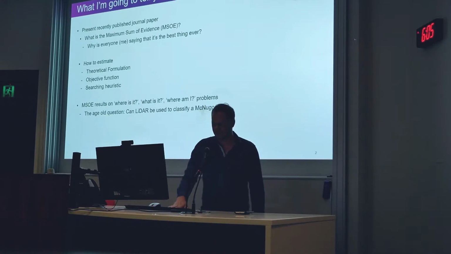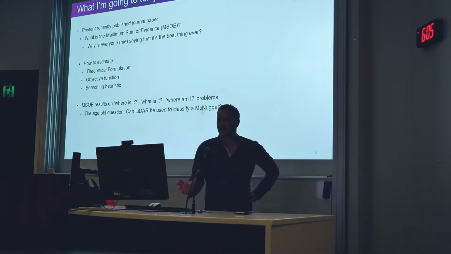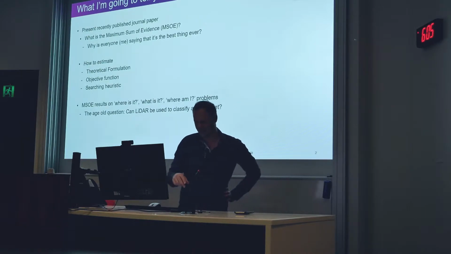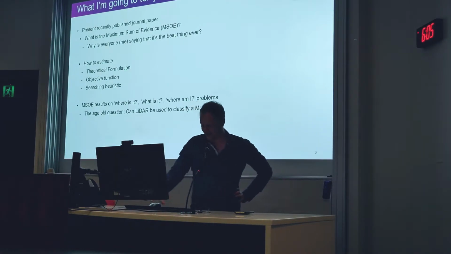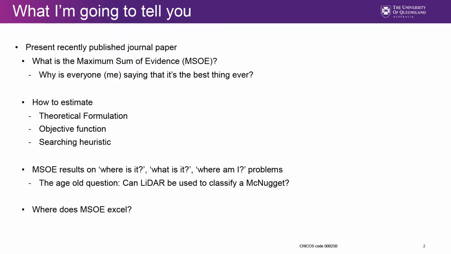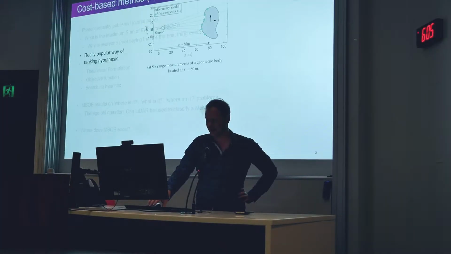And then we'll use it on all these problems, which are pose estimation problems, are where is it problems, that's what I call them. What is it problems is things like object classification, and where am I problems, that's sort of a cheap third point because it's really just the inverse of a where is it problem. Where am I relative to the thing that's fixed? It's the same as where's the thing that's fixed relative to me, just inverted. And of course we'll answer that age-old question that I think is probably why most people are here today: can we classify McNuggets? And I'll show you where it beats the competing algorithms in the space, and it flogs them.